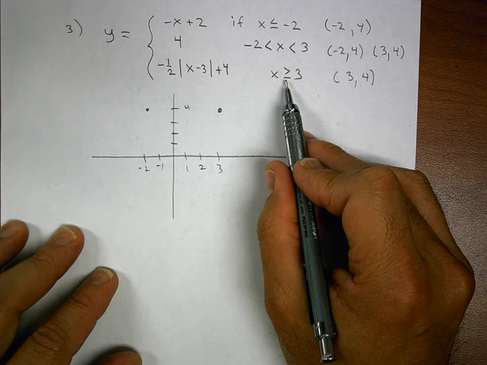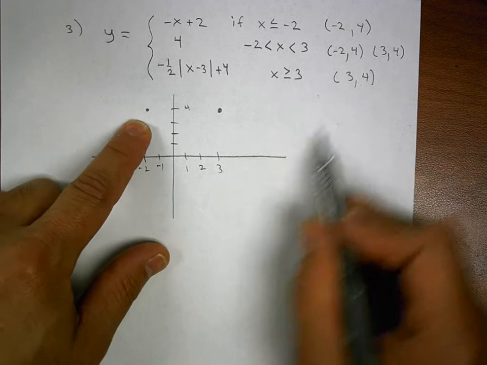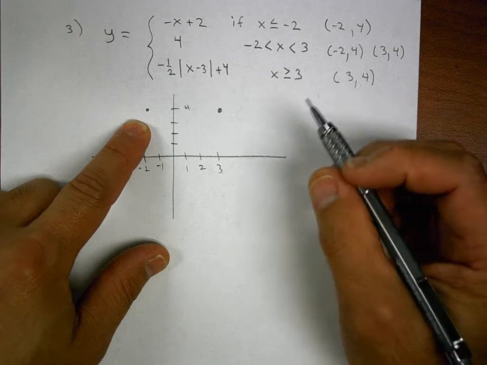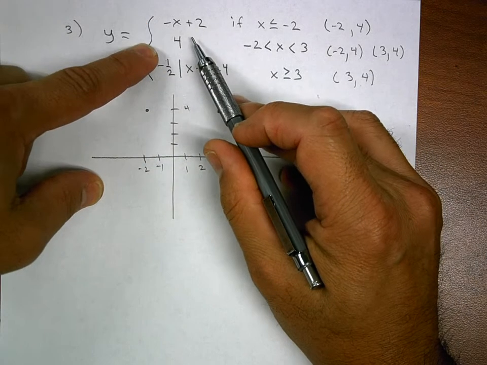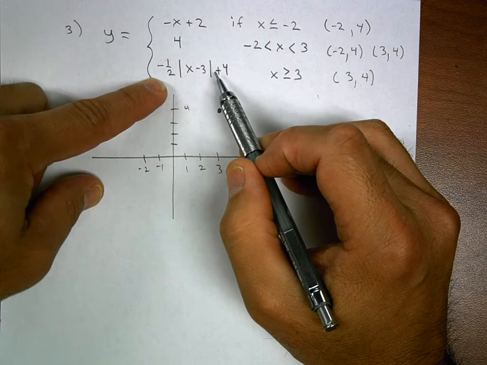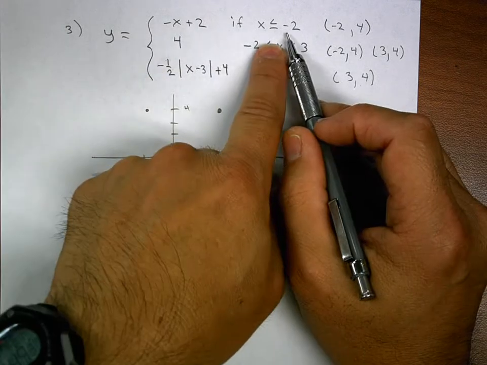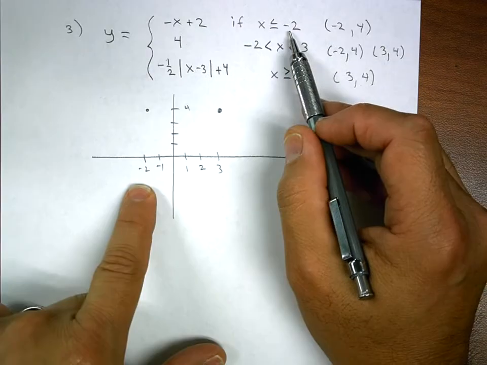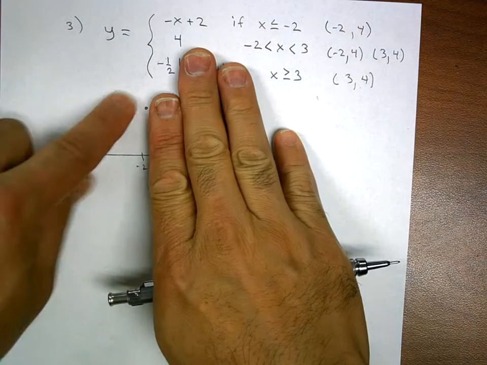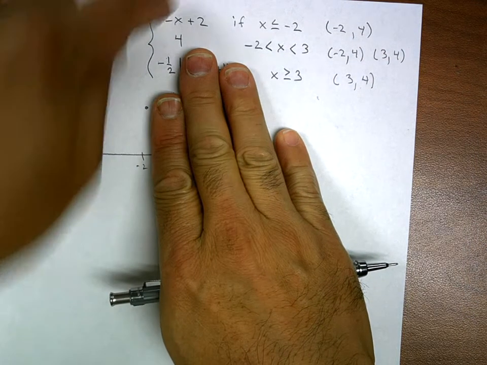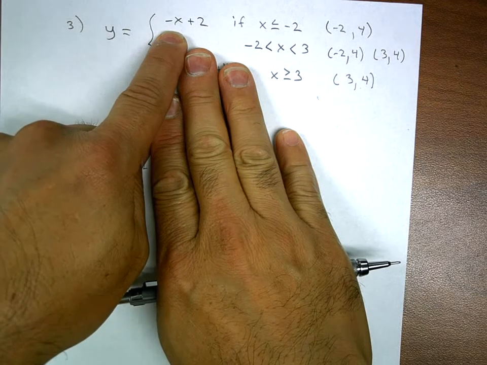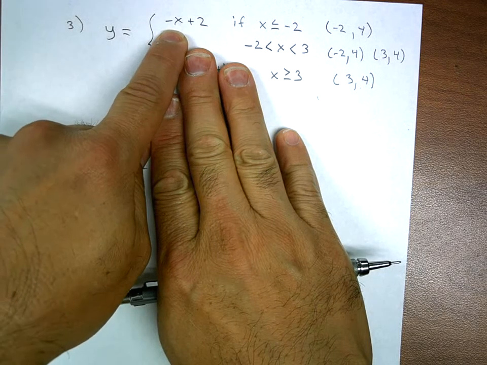Now let's sketch this. We should see a line, a horizontal line, and part of a V. When x is less than negative 2, over here, we should see this line. It has a negative slope to it. So how do we do a negative slope?